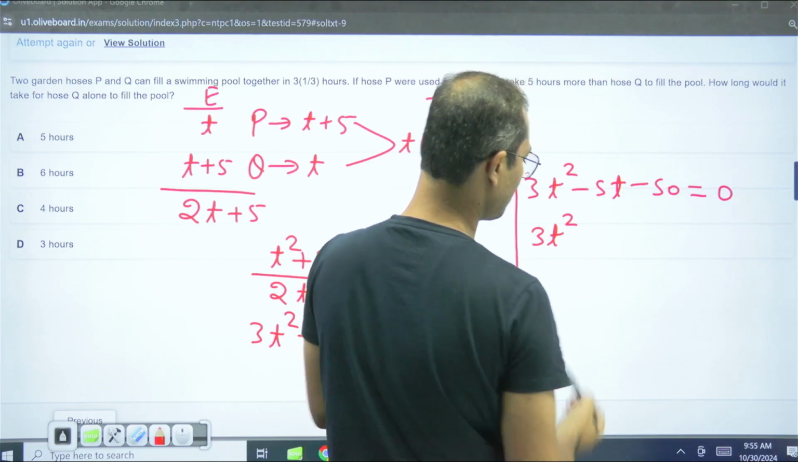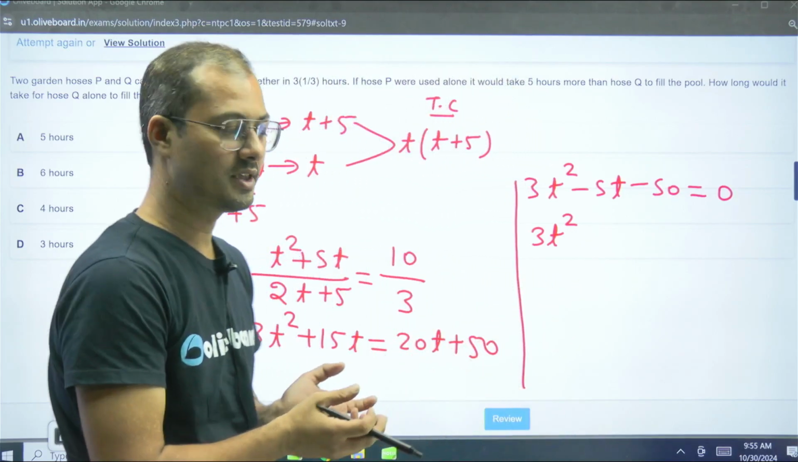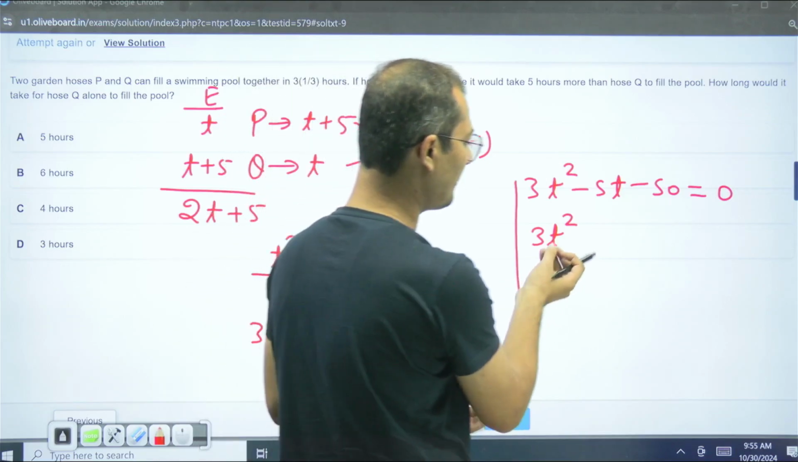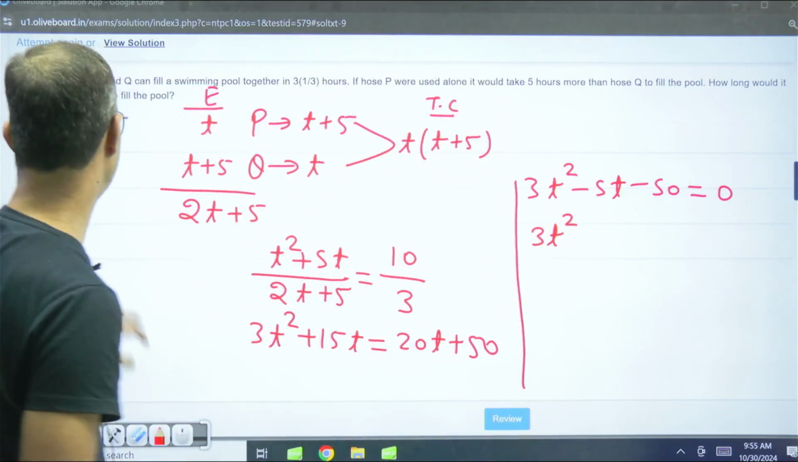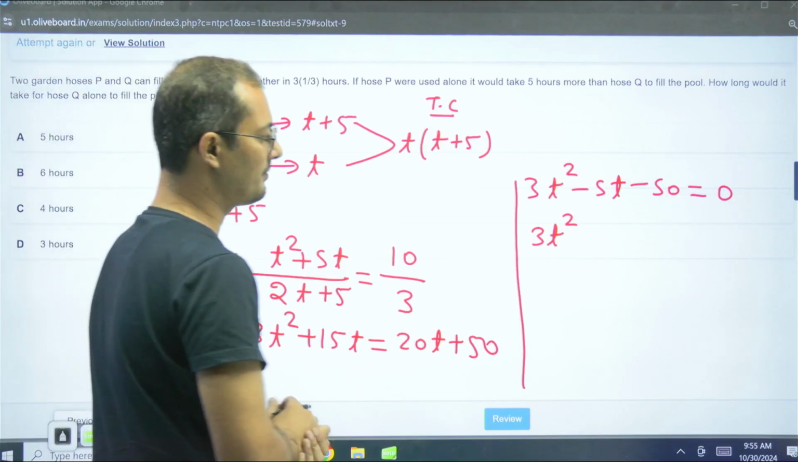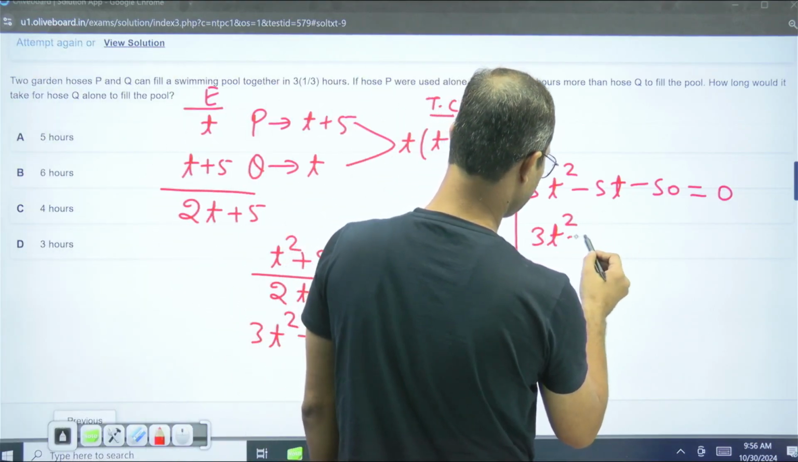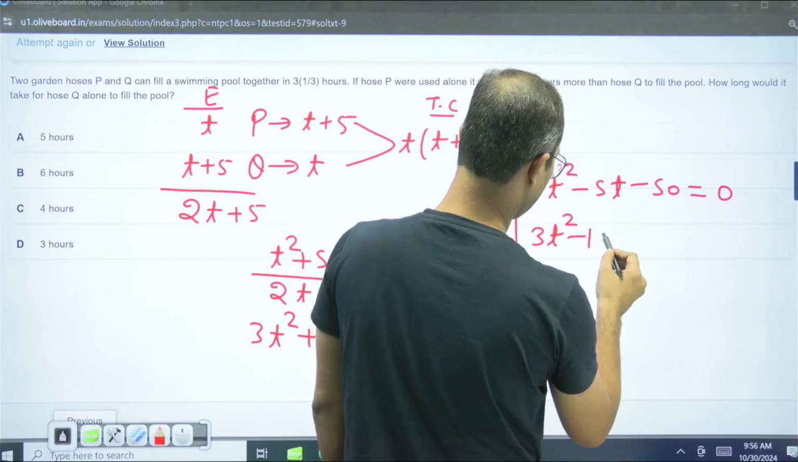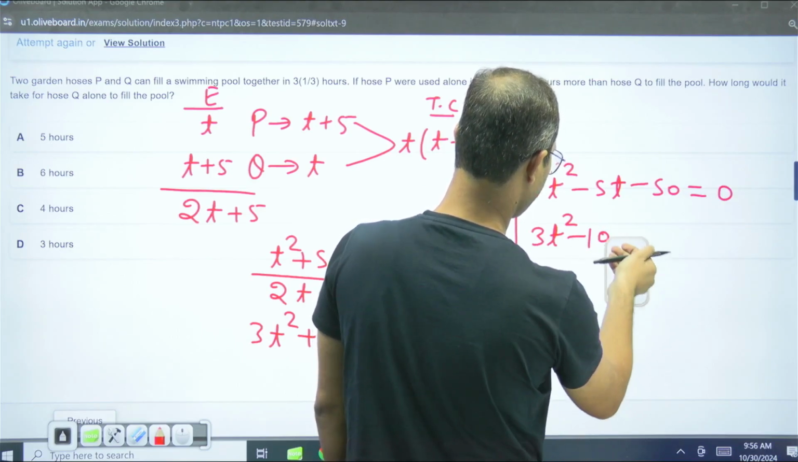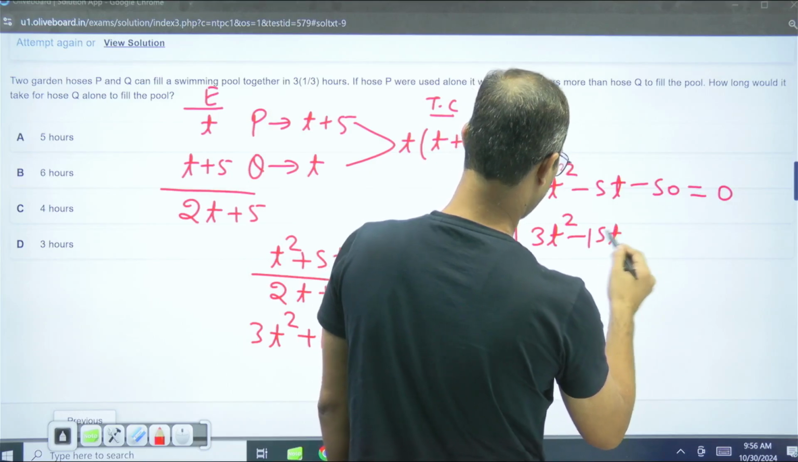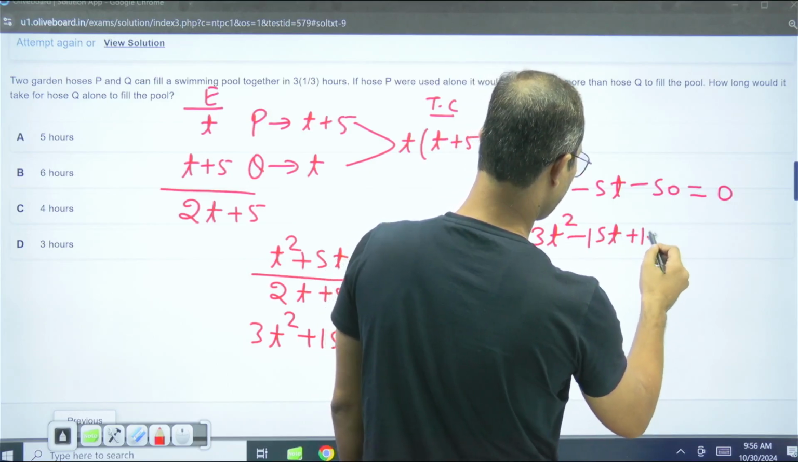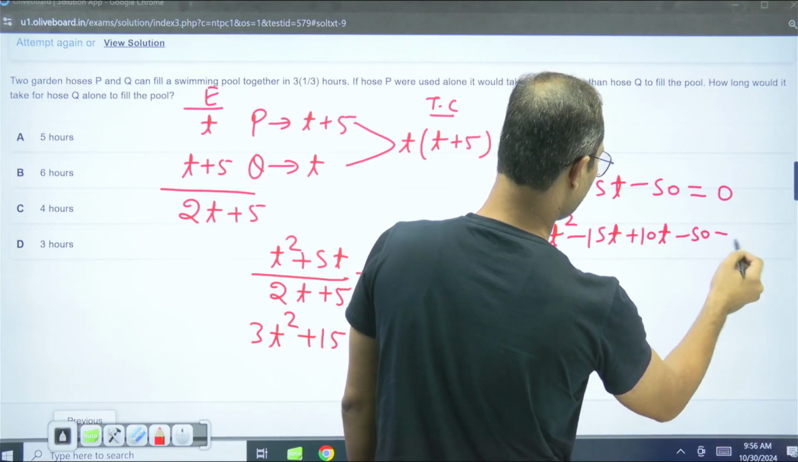So with the help of solving the quadratic equation, right? Anyhow we have to solve the quadratic equation, or we can go by option also, right? So 3T square, so we can say that 15T plus 10T, right, minus 50 is equal to 0.